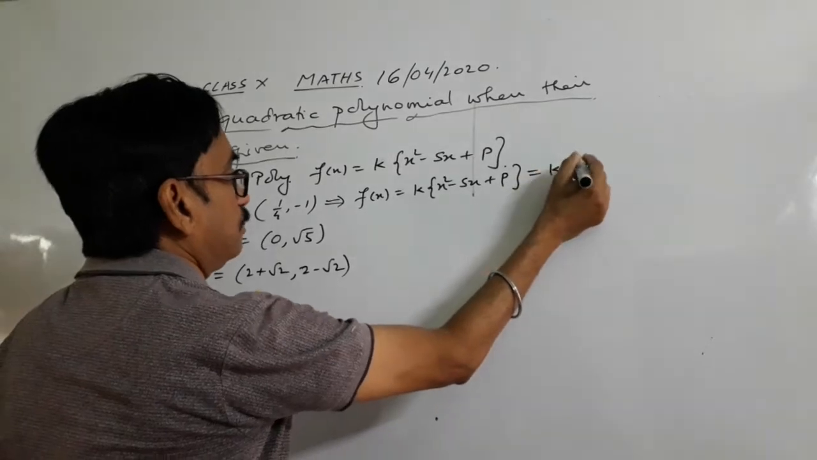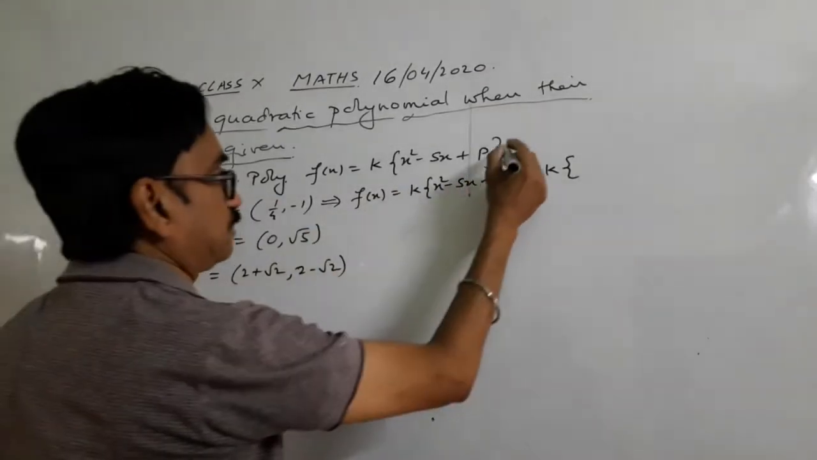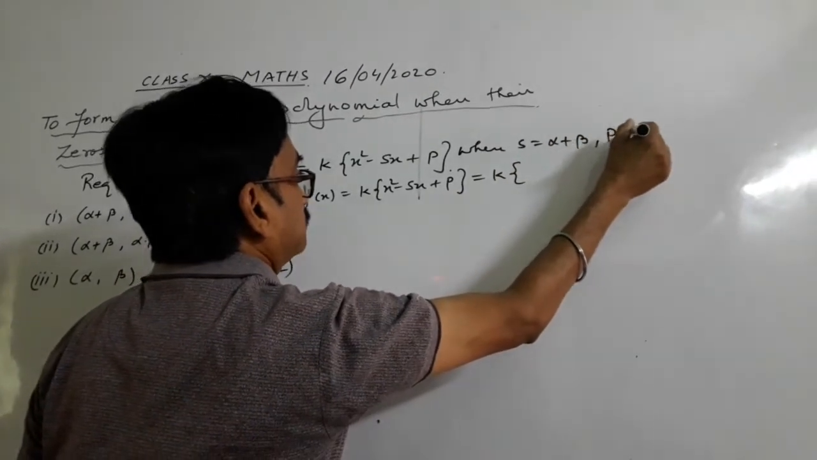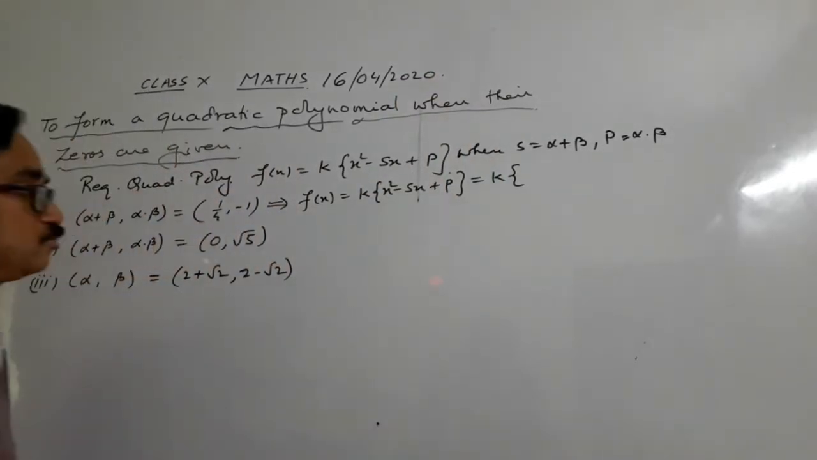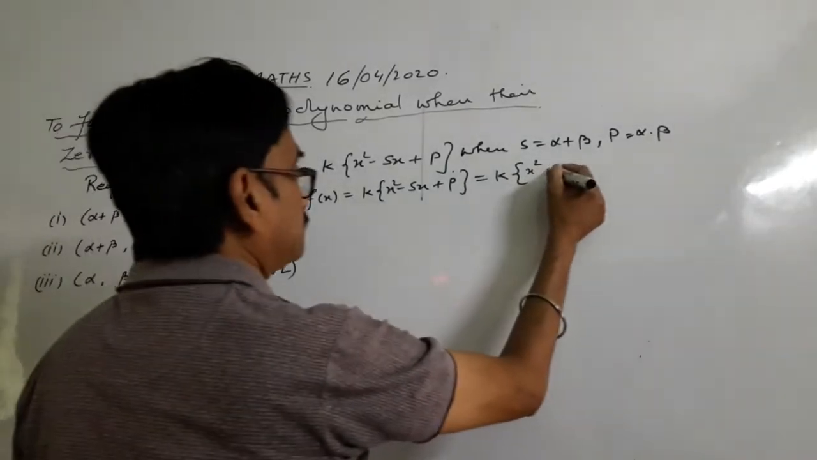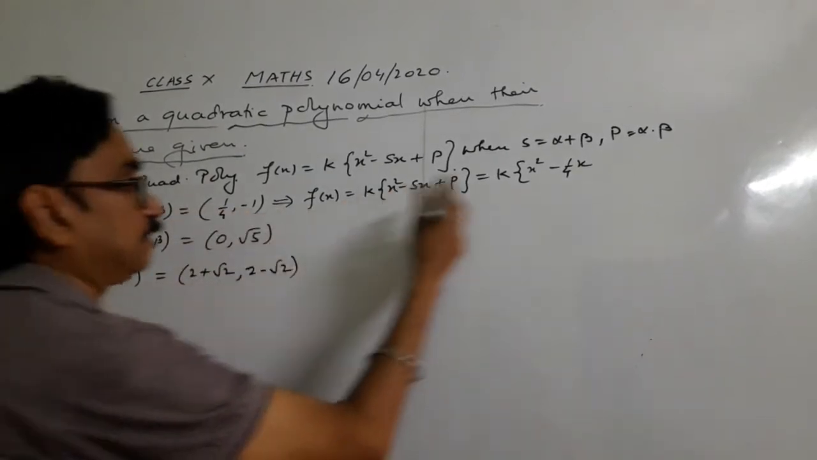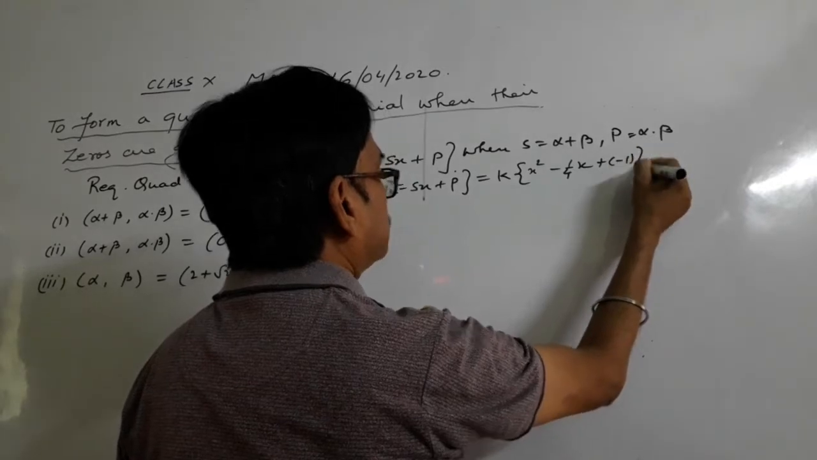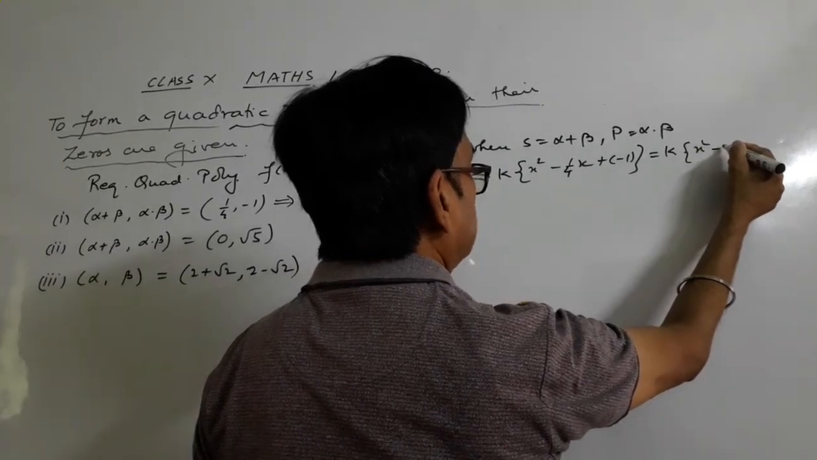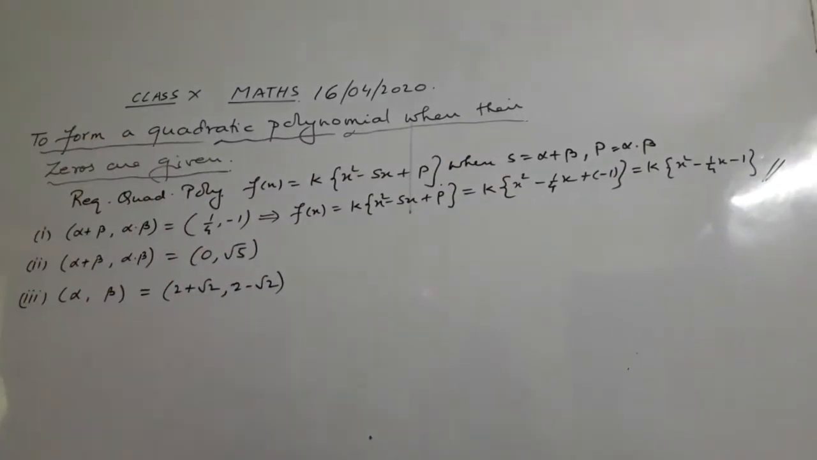What we have to do: the value of s is directly given as 1 by 4, that is alpha plus beta, where s is our alpha plus beta and the product p is alpha into beta. So the value of s is 1 by 4, giving x square minus 1 by 4 into x, and the value of alpha into beta, that is p, is minus 1, plus of minus 1, which becomes k into x square minus 1 by 4 x minus 1. You can leave it as such also, no need of taking any LCM.